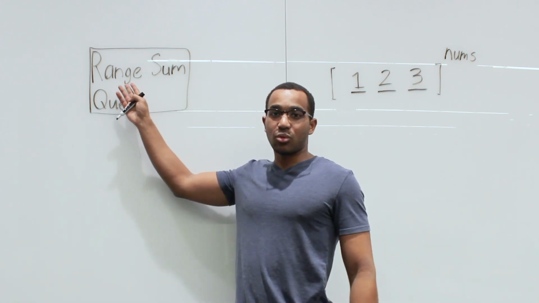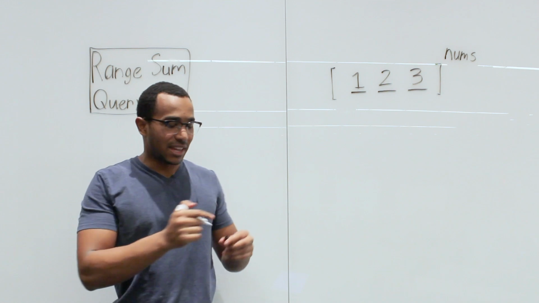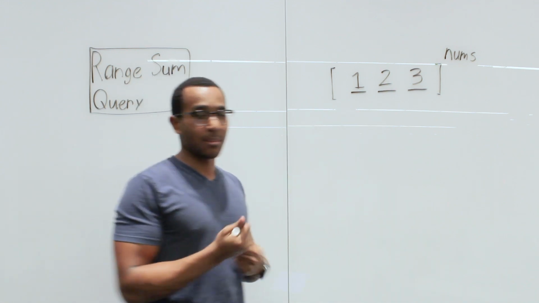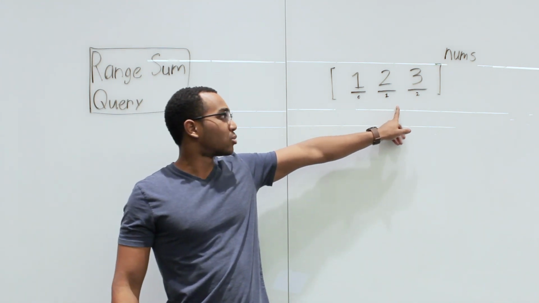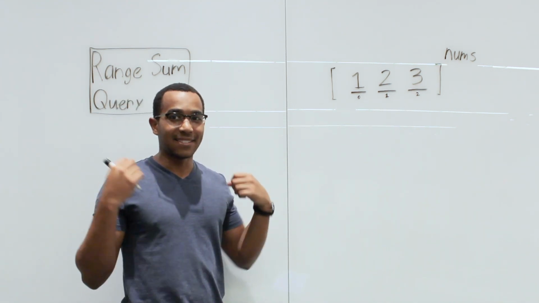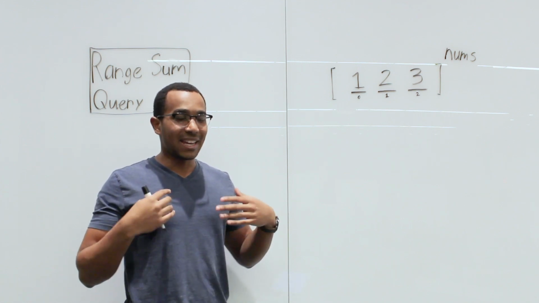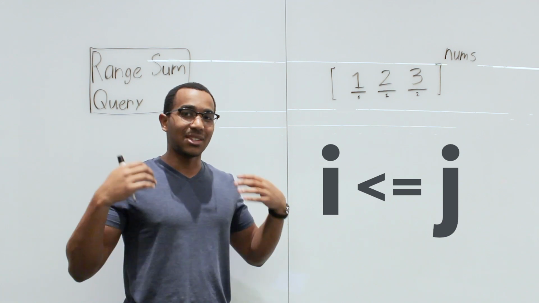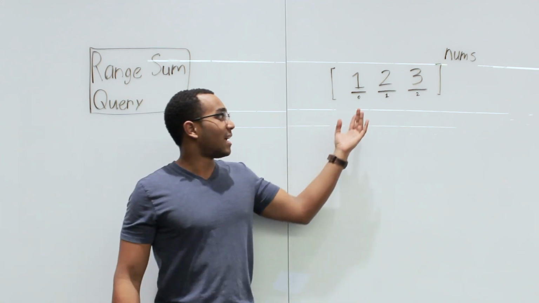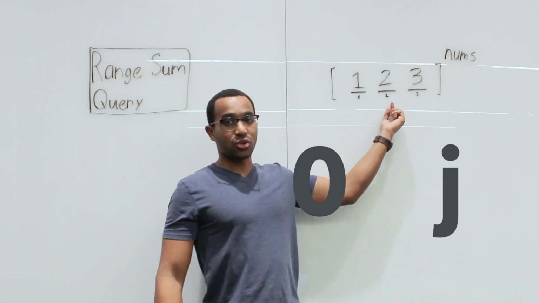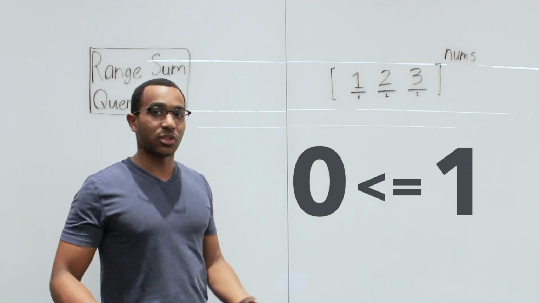Our question is range sum query. So we're given an array, and here are the indices. Let me write them. This is index 0, that is index 1, that is index 2. If I ask you what is the sum of the items from index i to j inclusive, what is the sum of that range? So if my i is 0 and my j is 1, what would the answer be?